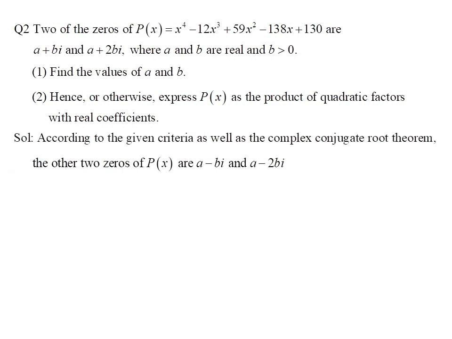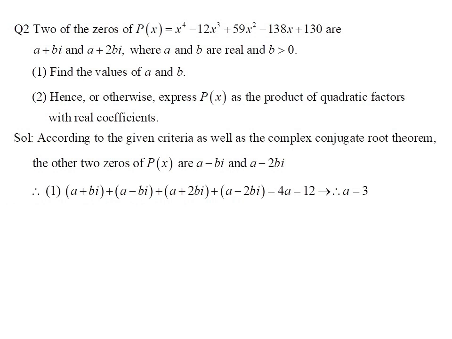Since the coefficients of the polynomial are all real numbers, if a complex number is a zero of the polynomial, its conjugate complex number is also a zero of the polynomial. So we know both complex numbers a minus bi and a minus 2bi are also zeros of the polynomial p(x).